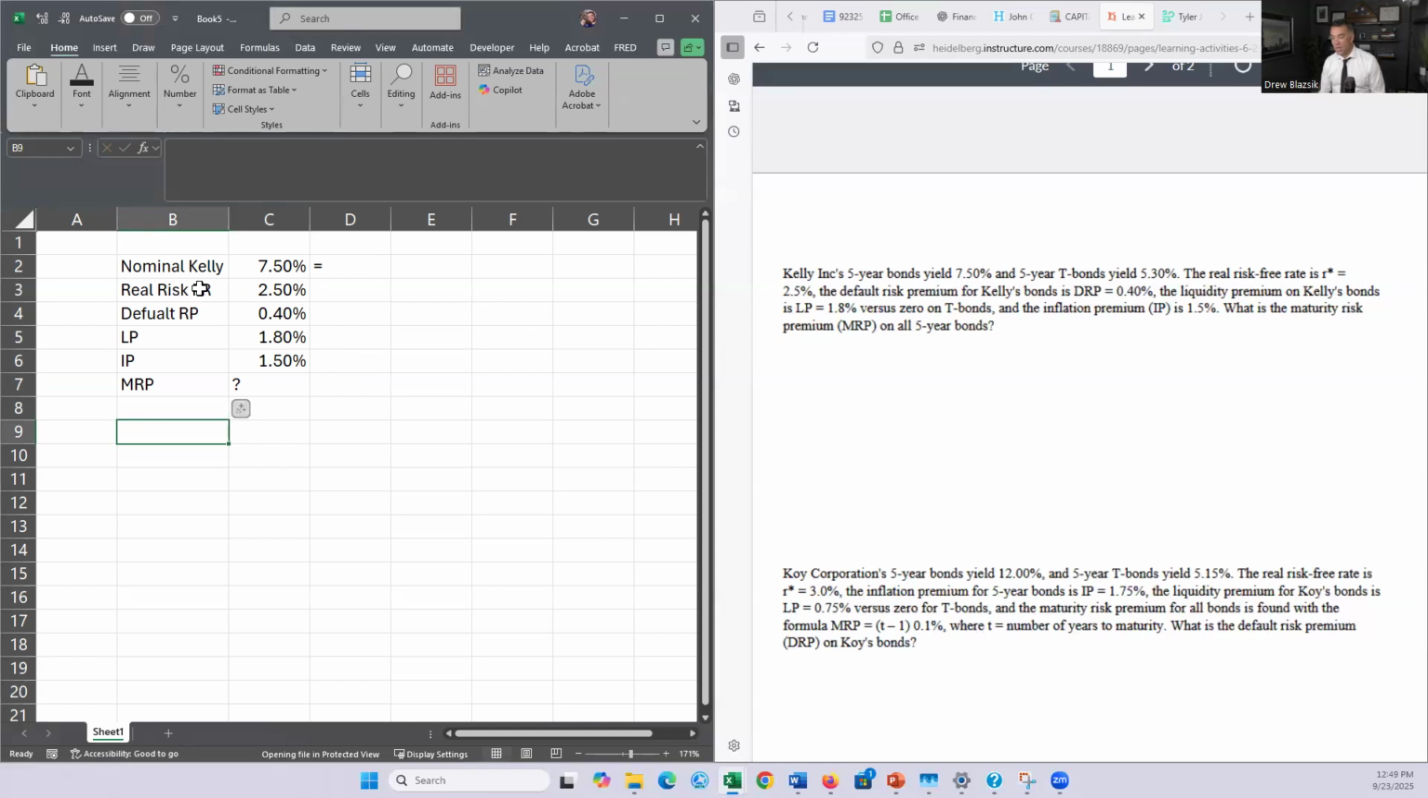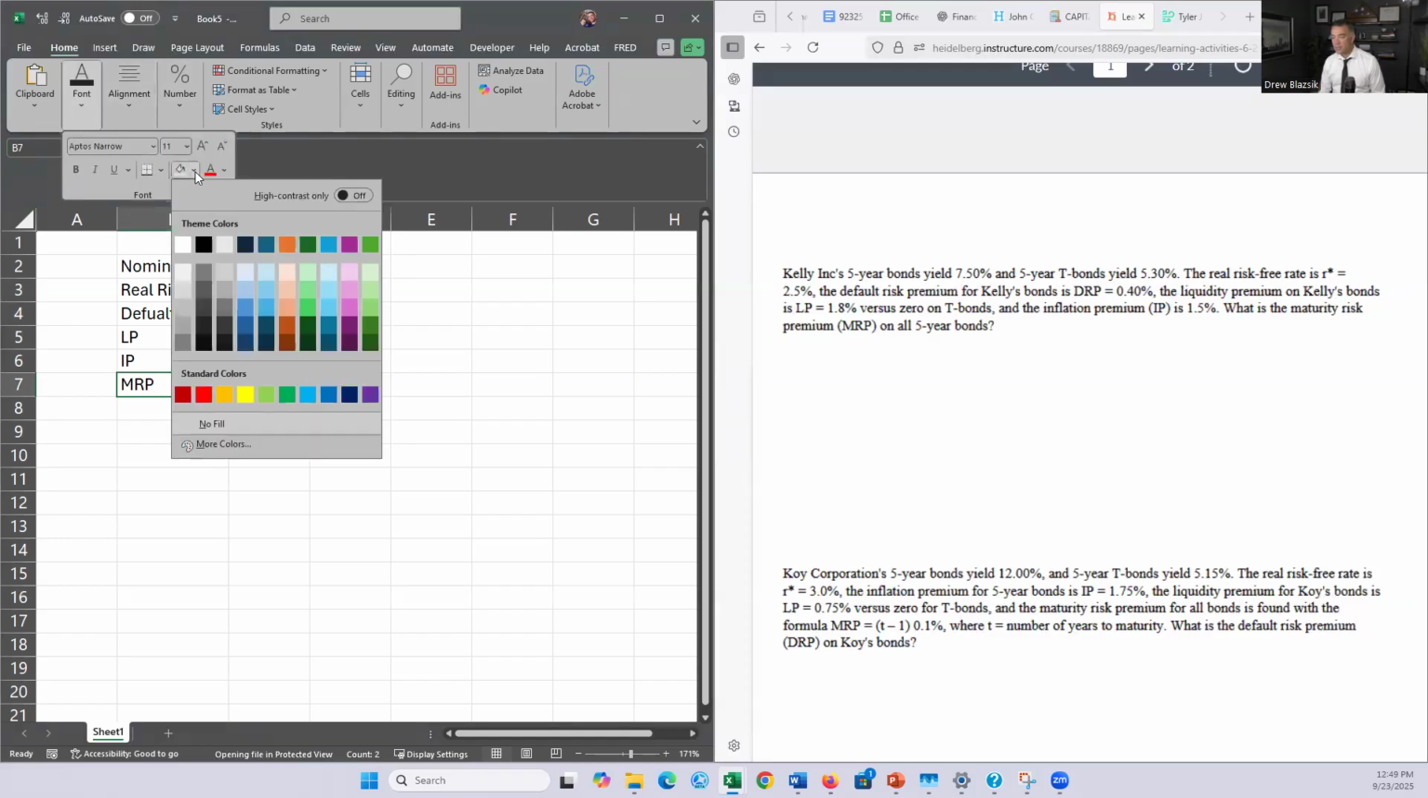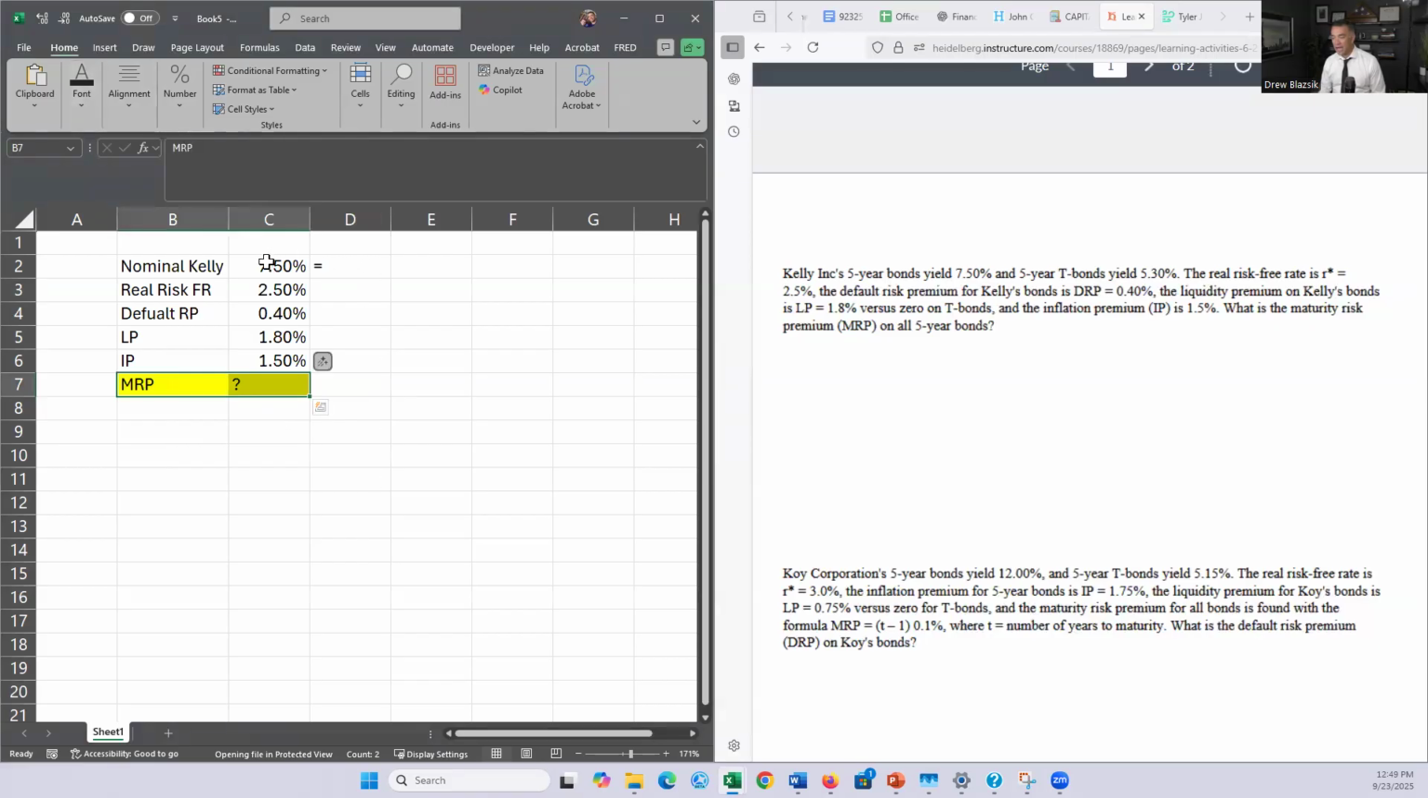So we have all those variables, but we're trying to solve the market risk premium. So it's really pretty simple. The nominal interest rate will equal 2.5 plus 0.4 plus 1.8 plus 1.5 plus whatever that number is. When you add all those up, it should equal 7.5.